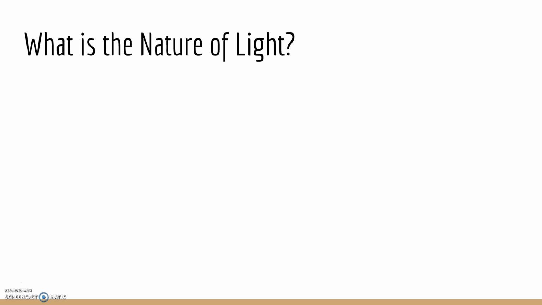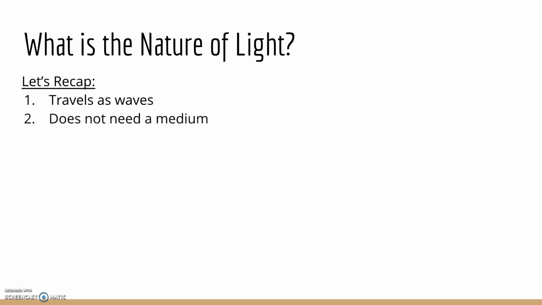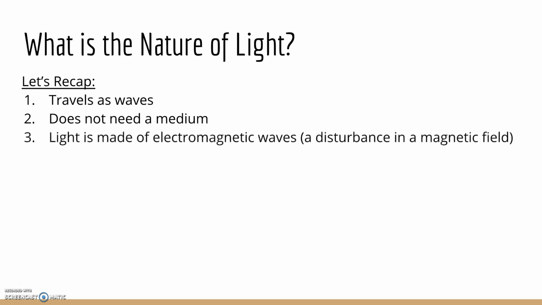First, we're going to look at what is light. In other words, what is the nature of light? This is what we already know about light from our first unit when we were introduced to waves. We know that it does travel as a wave. It does not need a medium because it is not a mechanical wave, so it does not need a medium to travel through space. And it is made of electromagnetic waves. So we know from Unit 1 that light is an electromagnetic wave, and that is in fact a disturbance in a magnetic field. Okay, so let's take that and go from there.